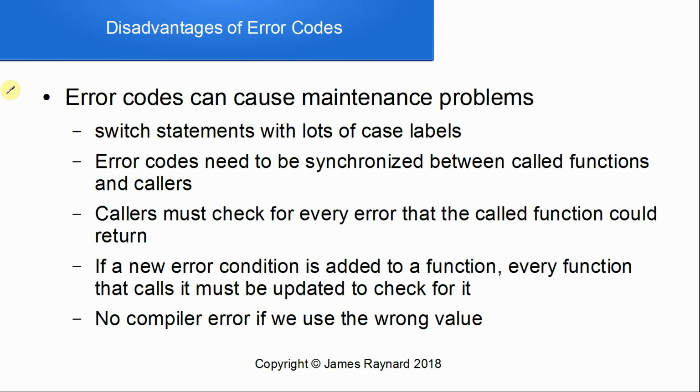So there are actually quite a lot of maintenance problems that can arise from error codes. The first one is that you usually end up with a switch statement with lots of case labels. These can get difficult to work on once they take up more than the screen. Usually about 20 lines or so is the most that most people can comfortably work on.